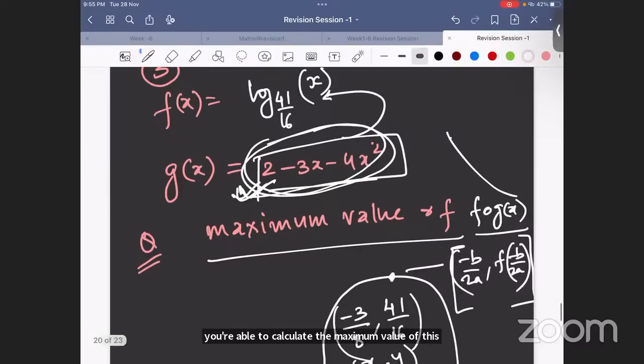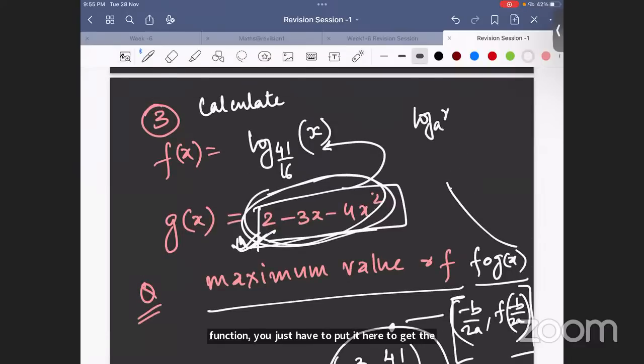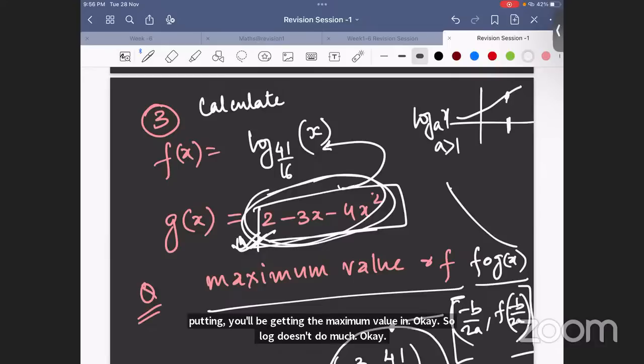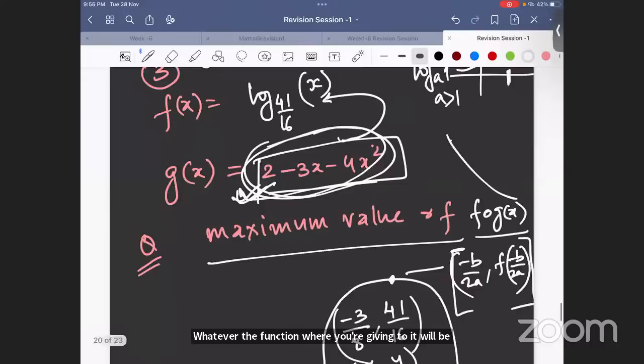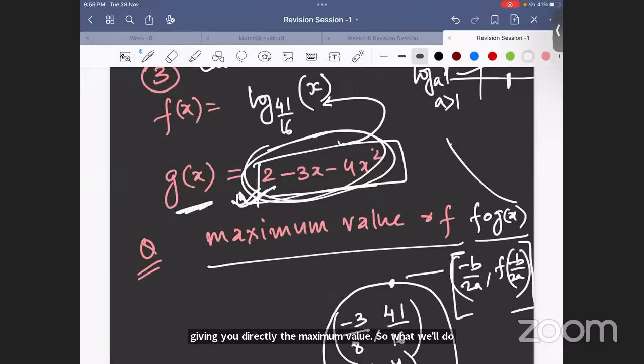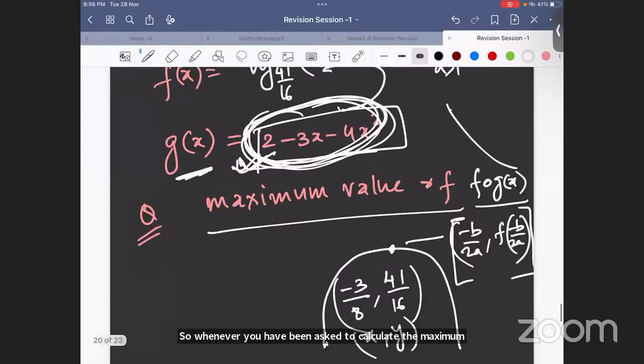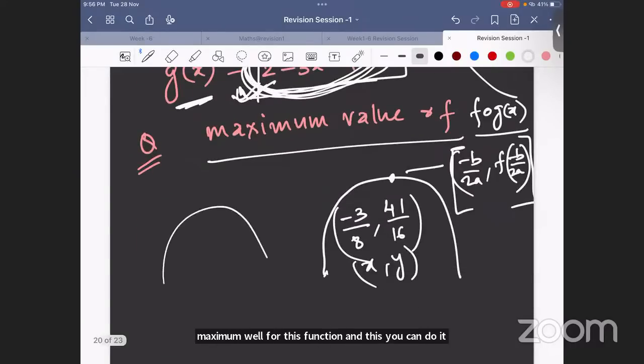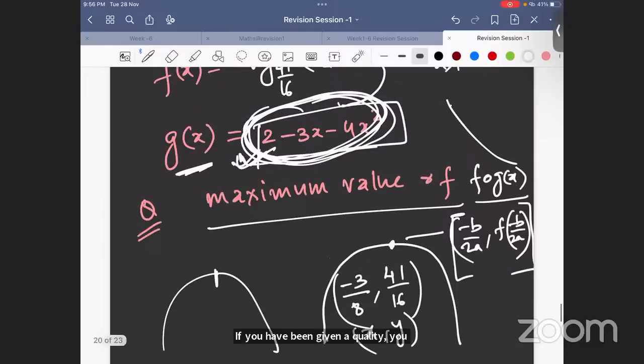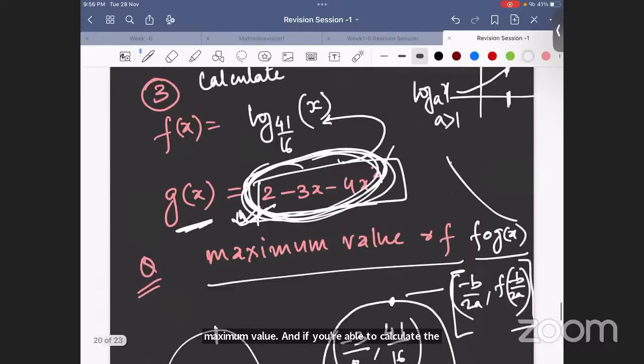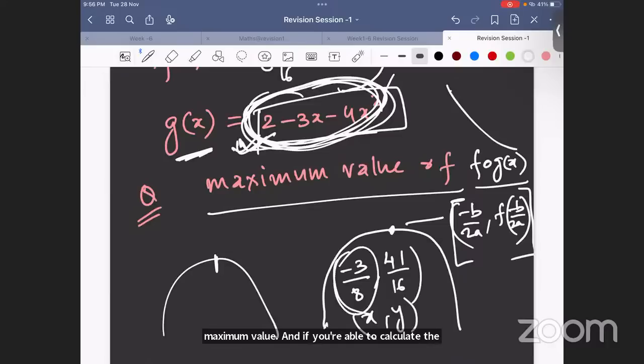to get the maximum value, because I told you log ax, where a is greater than 1, is an increasing function, right? Whatever value you put in, you'll get the maximum value itself. So log doesn't do much. Whatever function value you give to it, it will directly give you the maximum value at that point. So you have to calculate the maximum value of this g(x). If you are given a quadratic, you can calculate the maximum value, and first you calculate at what point it gives the maximum value.